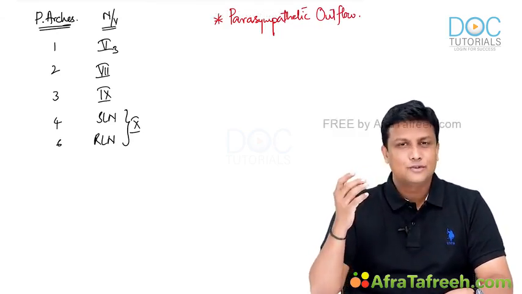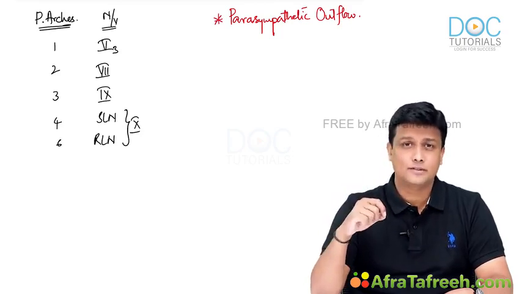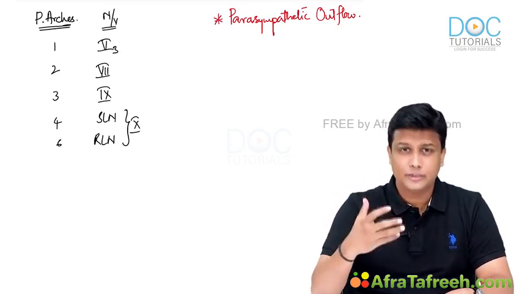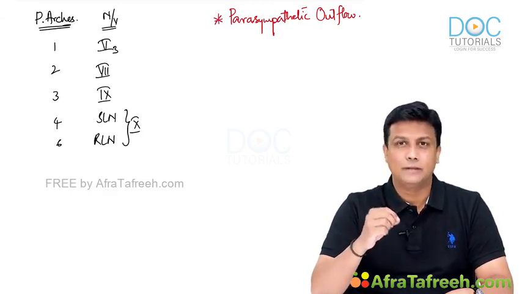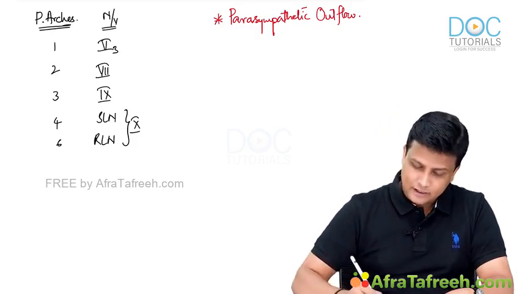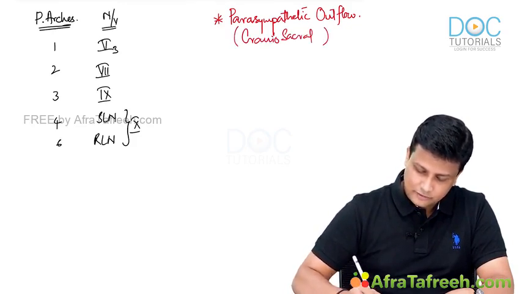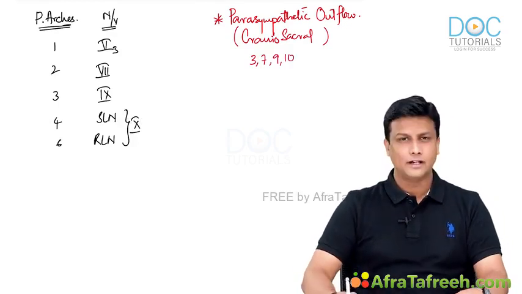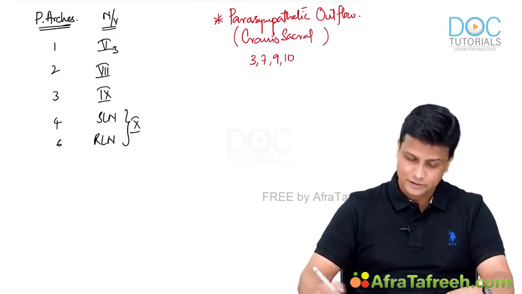Now, how many cranial nerves do we have? We have totally 12 pairs of cranial nerves. But are all the 12 pairs contributing to the parasympathetic nervous system? No. The cranial nerves which contribute to the parasympathetic nervous system will be 3, 7, 9, 10. So parasympathetic outflow is nothing but craniosacral outflow, and in that the cranial nerves will be 3, 7, 9 and 10. Fine. Oculomotor, facial, glossopharyngeal and vagus will contribute to the parasympathetic nervous system.